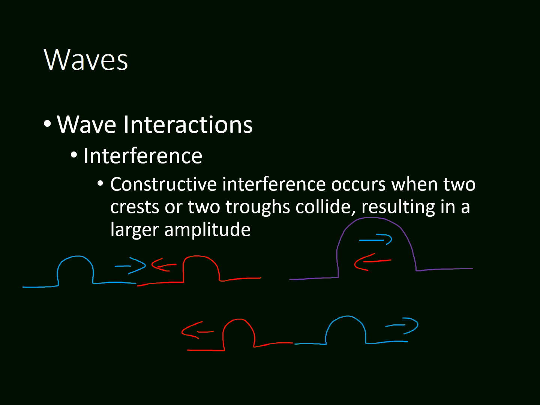So in this case, since both waves have the same amplitude, you'd have double the amplitude. My middle one is a little bit off on size, but it just gives you the idea that the amplitude did in fact increase. It shouldn't have been so much wider. But that gives you a general idea of what constructive interference is. Constructive, you build up: when two crests or two troughs collide, the amplitude increases.